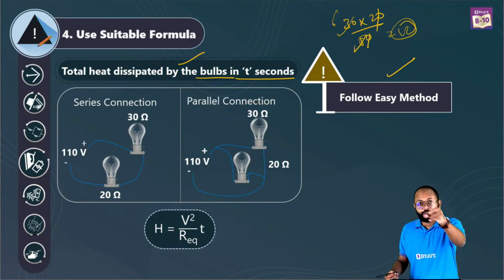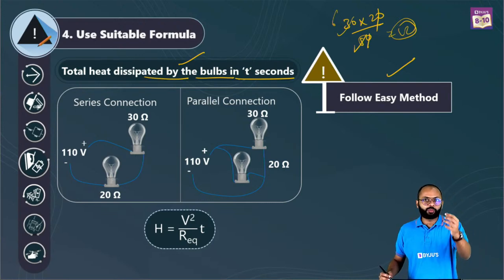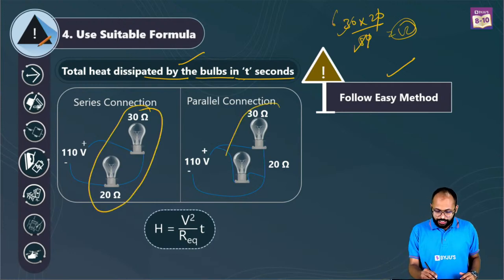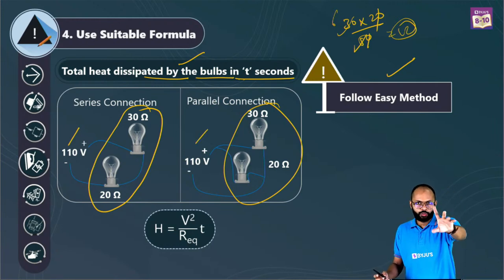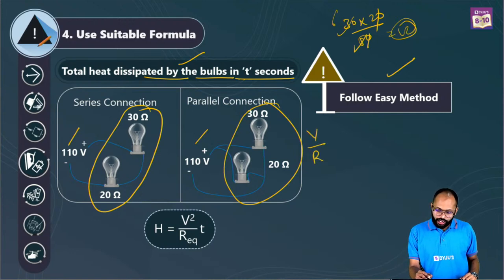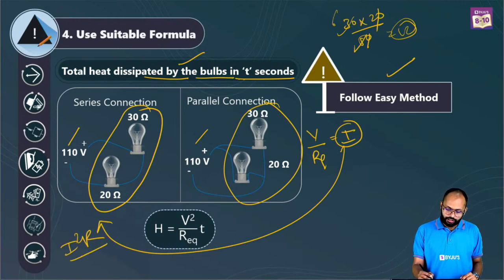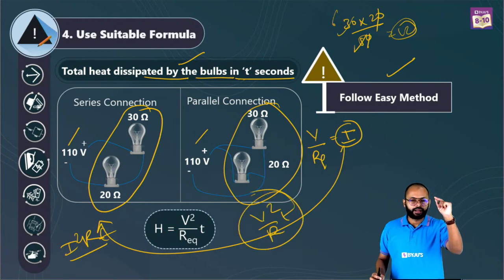You have to find the heat across the whole circuit, the heat dissipated by the bulbs. The question is not asking you by which bulb. If the question was asking for bulb A, the 30 ohm or the 20 ohm bulb, then that formula will work. Here also it will work, but it will give you a quick result. You have to find the equivalent resistance in both cases and then apply the formula V square upon R. Otherwise, what will you do? You will find V upon R equivalent, find the I, and then go for I square R T, and then V square upon R into T. Right? Got the idea?